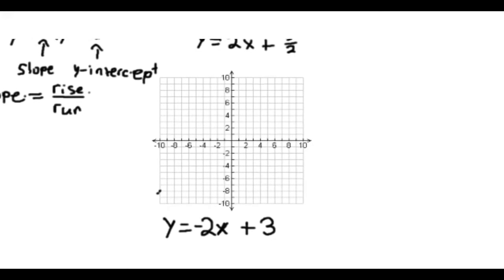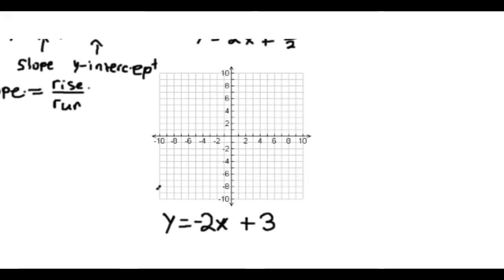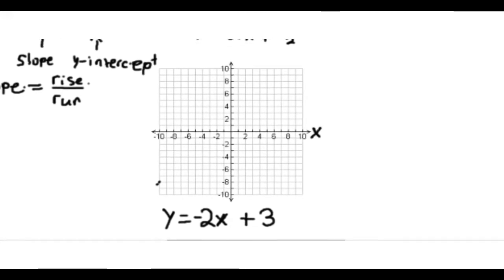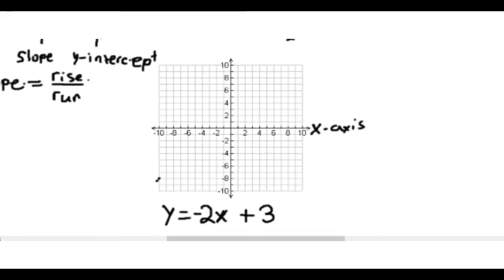So this is called a Cartesian coordinate plane. You don't need to know that, you just need to know how to work with it. This horizontal line right here is called the x-axis. The vertical line is called the y-axis. The point where they intersect is called the origin, and it's (0, 0).